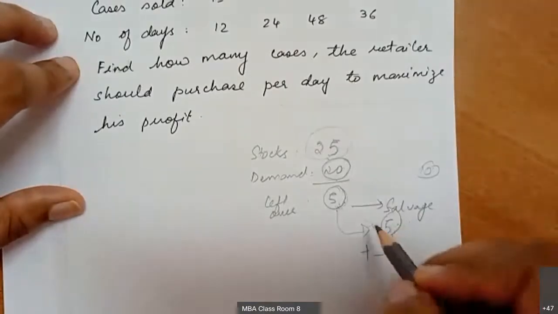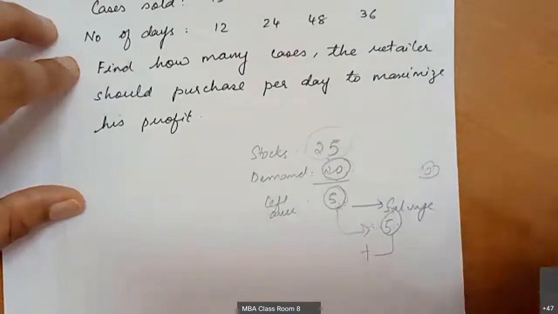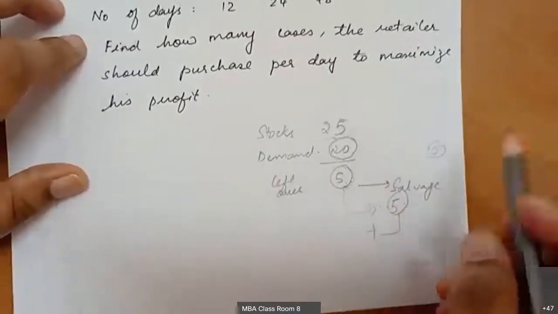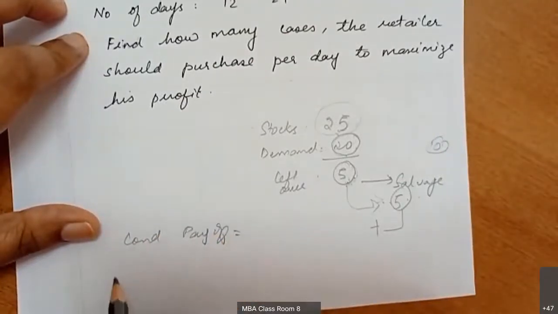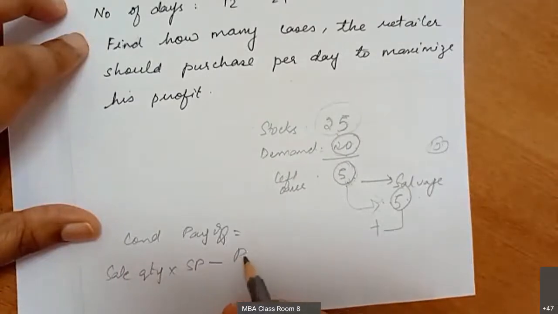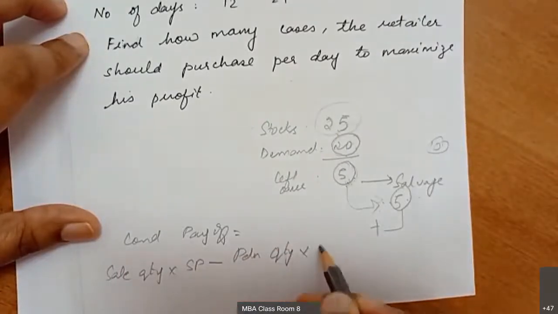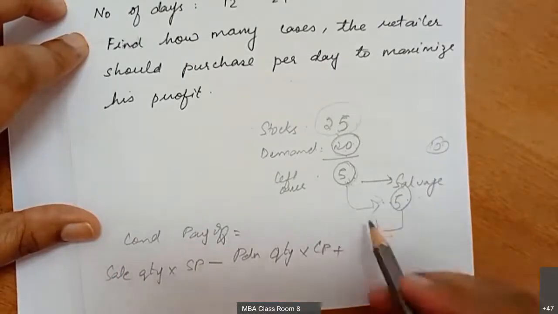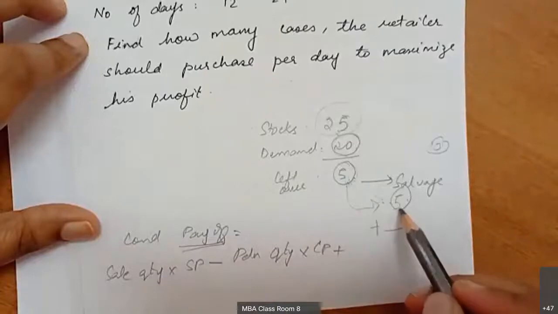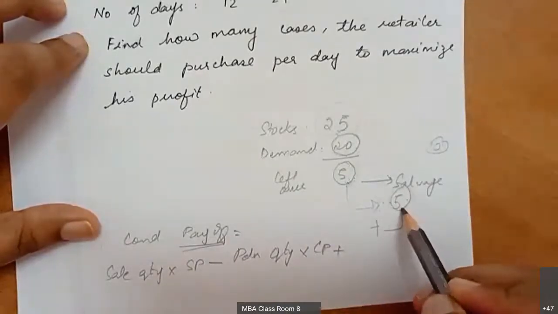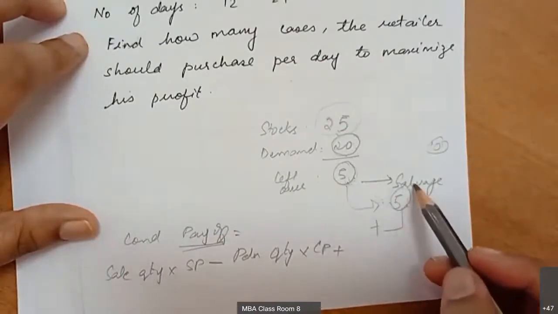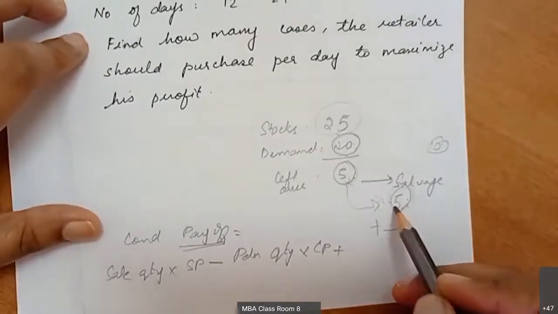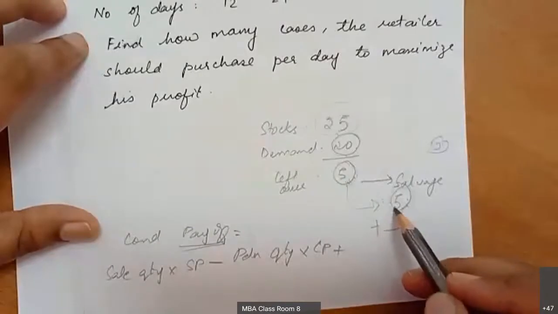This lesser amount will also add up to your profit, so we have to bring this into our conditional payoff equation. We already saw the equation, no? Conditional payoff is equal to sale quantity multiplied by the selling price minus production quantity into the cost price plus. Payoff means profit, no? So he is going to sell it for ₹5 the next day, and that is also going to add to his profit. Rather than throwing away all these 5 newspapers, he can sell them the next day for a reduced amount, and this reduced amount will also add to his profit.